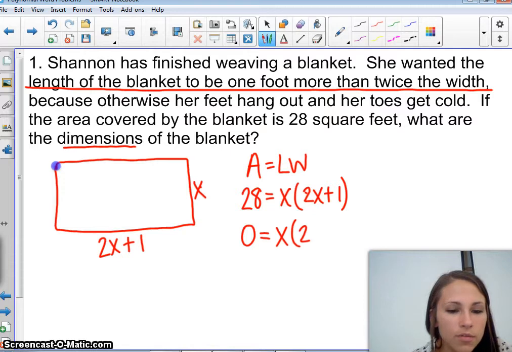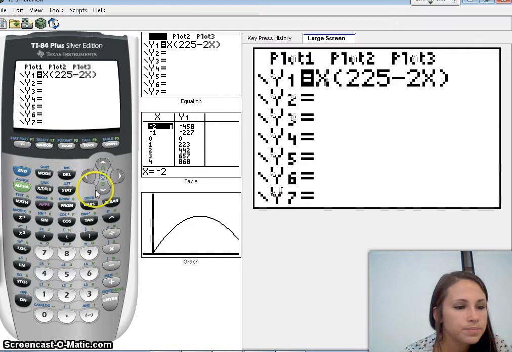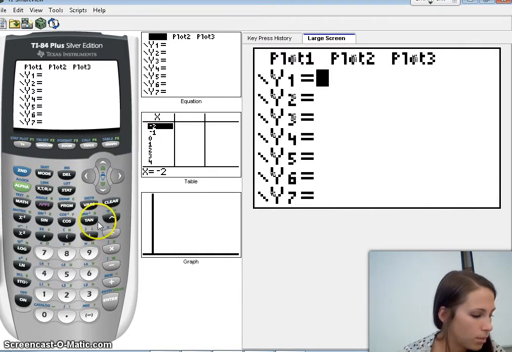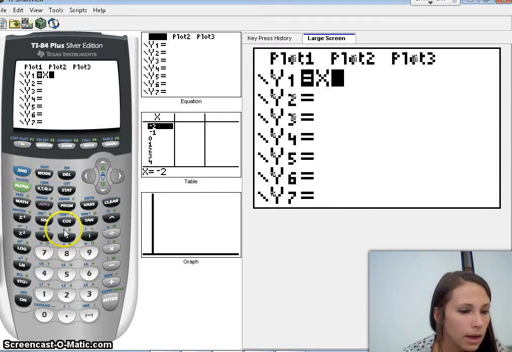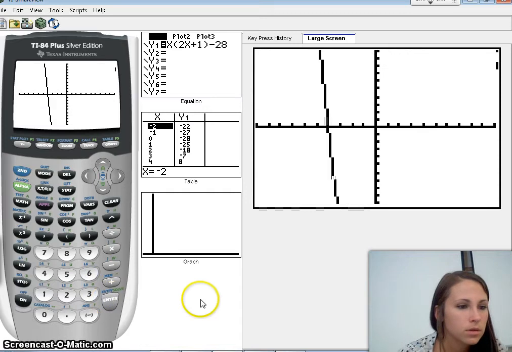and I'm not going to simplify this out. You can if you want, but it's going to end up giving us the same answer when we plug it into the calculator. So I'm just going to make the work easier on myself, and I'm not going to multiply this out. I'm going to plug this in exactly like it is and find the zeros since this is equal to 0. So when I plug this in, I am plugging in x times 2x plus 1 minus 28. And I'm always going to start in my window with zoom 6, okay?